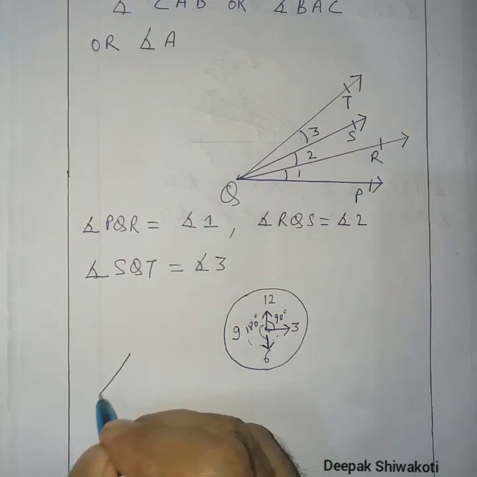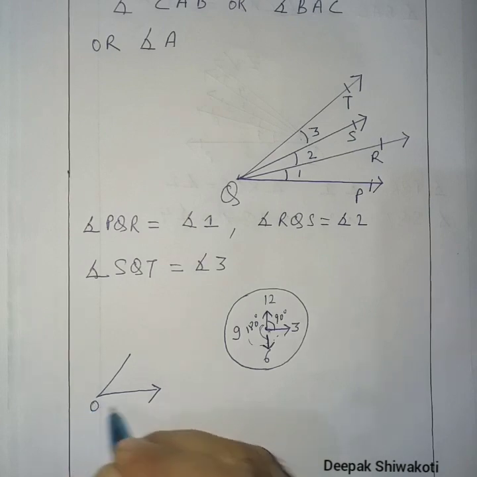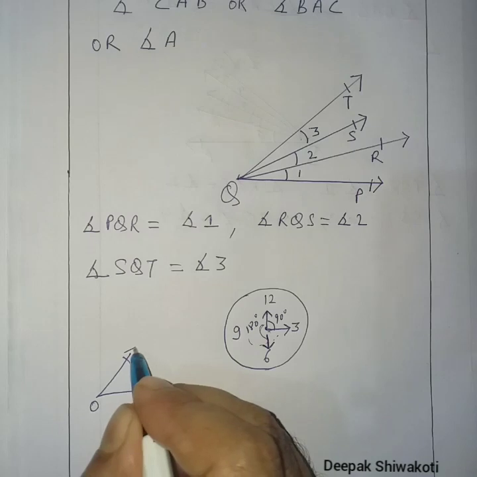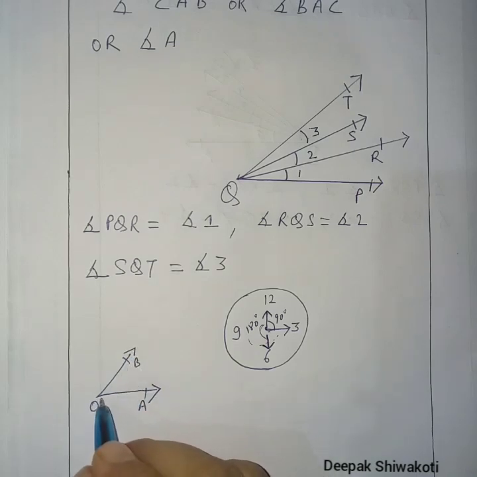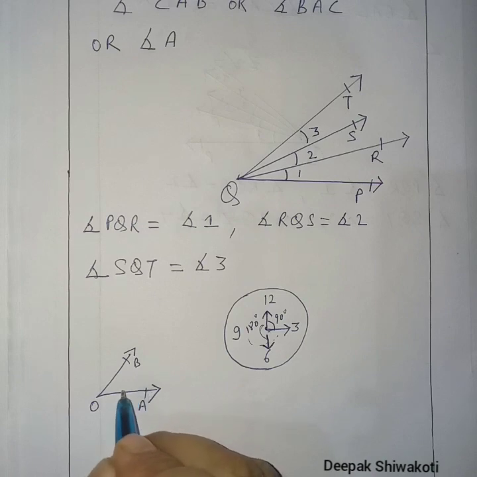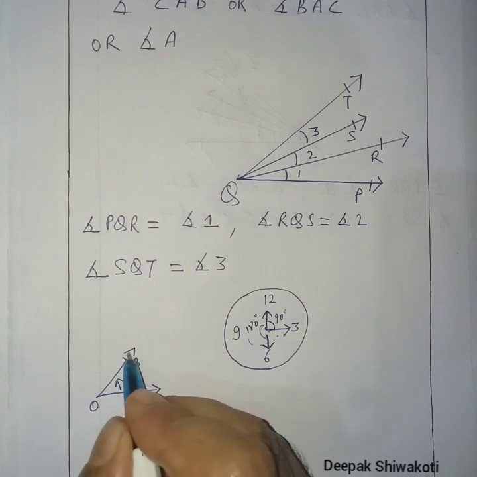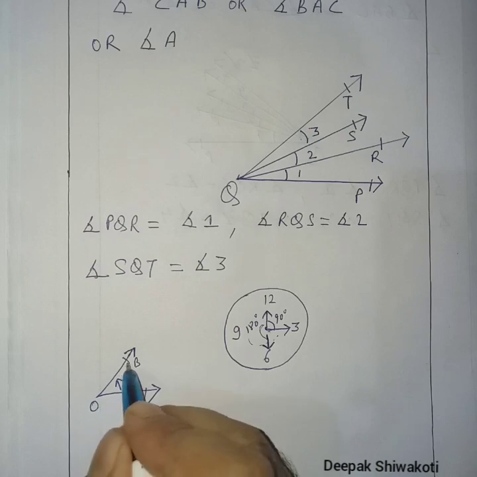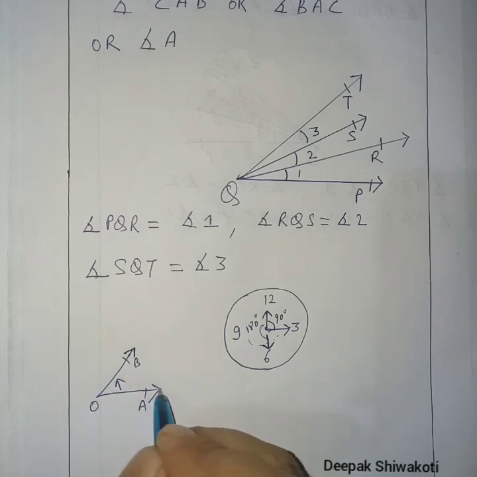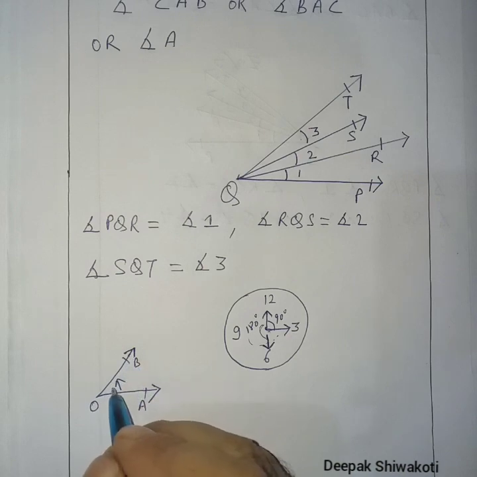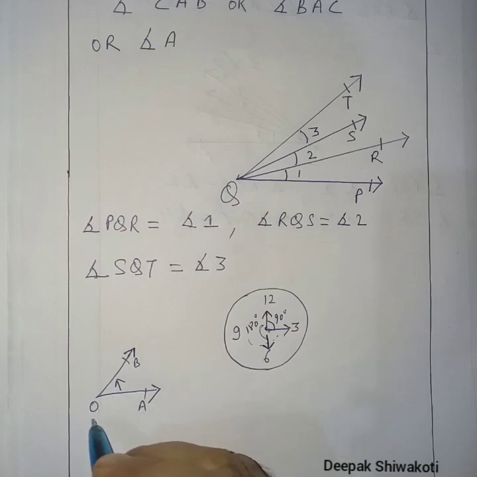So here, suppose OA is a ray and OB is another ray. Initially OB was overlapping OA and it is rotating towards this direction, and after some time we notice that the ray OB has reached this position, that is the final position of the ray OB. This is the initial position and the final position is here. Then the inclination between these two rays is the angle of this figure. Okay, so angle AOB has the vertex O and the arms OA and OB.